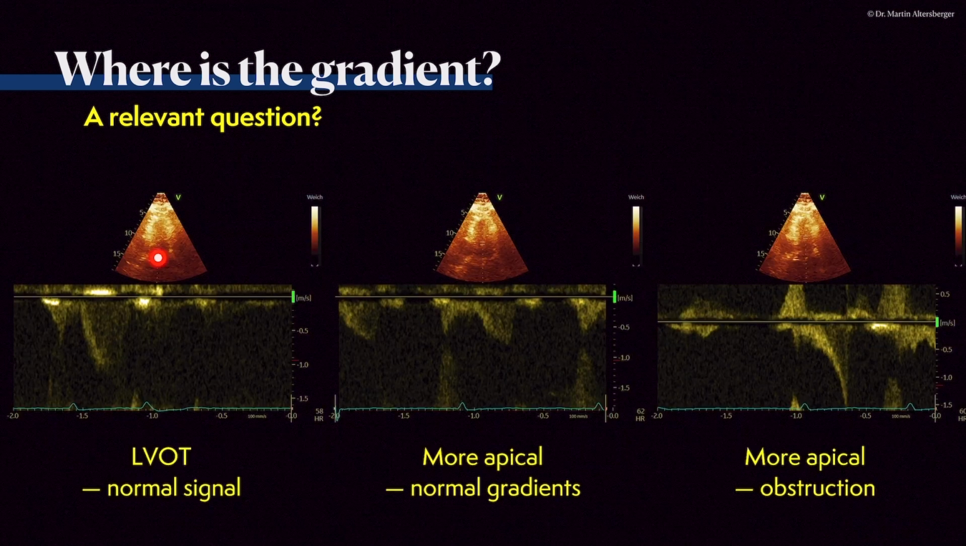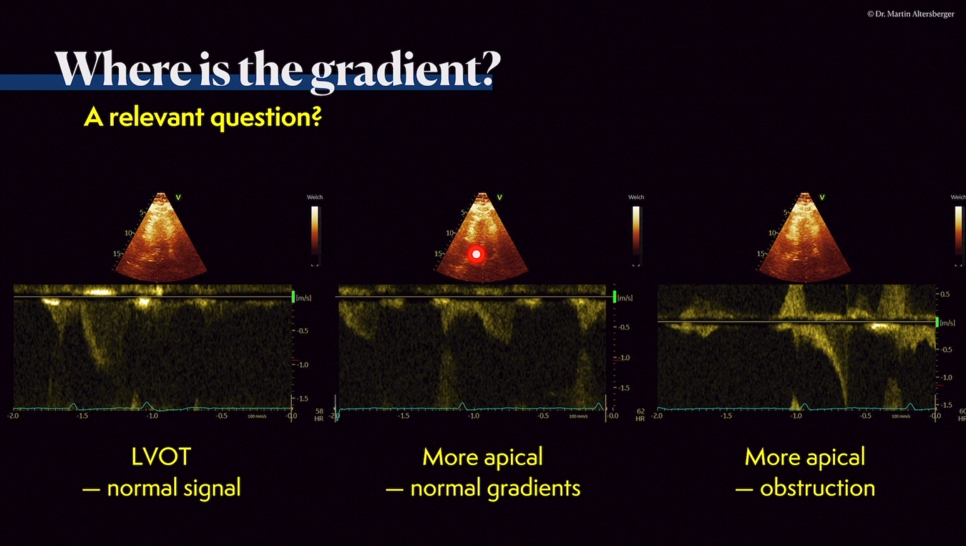How can you solve this? How can you find where the gradient actually is? Well, you use the pulsed wave Doppler. You put the pulsed wave Doppler first in the aortic valve, then retract it towards the LVOT. In the LVOT, we have this normal LVOT signal. It only needs one signal to be sure this is not significantly above 1 meter per second. So here is not a relevant gradient.